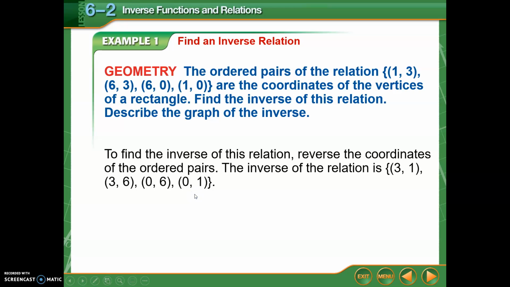So 1, 3 becomes, you can see here, 3, 1. 6, 3 becomes 3, 6. 6, 0 becomes 0, 6. And 1, 0 becomes 0, 1. So that's the inverse relation. So when you have ordered pairs or a table or something like that, it's hopefully a real easy switch. All you do is just reverse the order.